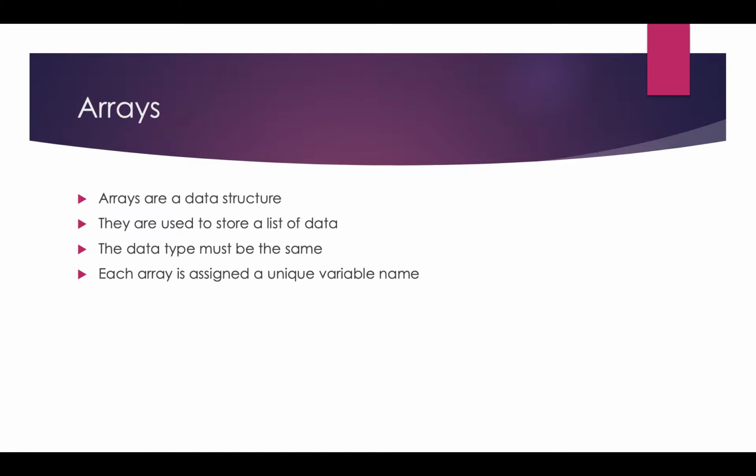Every array is assigned a unique variable name. And also, when creating an array, you must assign a size when you create it. This is true in C# as well as other programming languages such as Java.